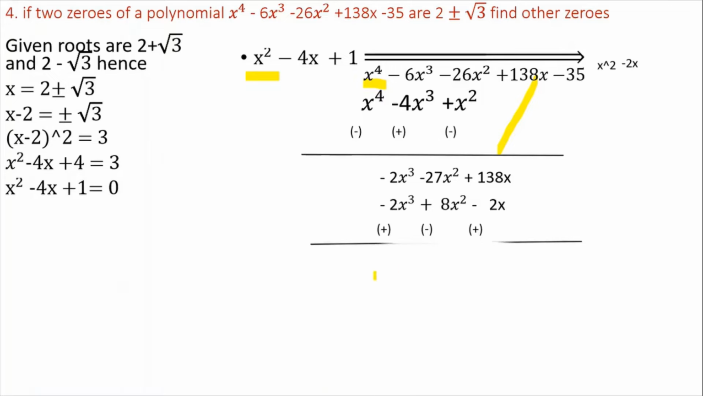After multiplication, we change the signs and perform addition. Then minus 2x cube and plus 2x cube cancel, and minus 27x square and minus 8x square gives minus 35x square, and plus 138x plus 2x is 140x, and we bring down the 35.